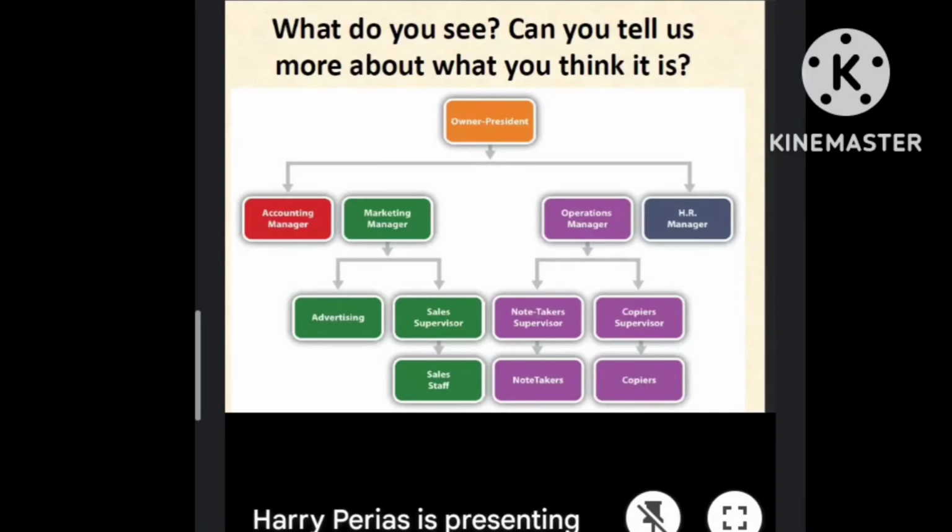Si operations manager, hawak niya yung note takers, supervisor, and this is note taker, supervisor, hawak niya si note taker. So, siguro, ito yung mga tagalista. Yung note taker, siguro sila yung tagalista ng mga clients. Anong mga pinapa-xerox nila, anong pages, ganito, ganyan. Sila yung nag-a-align or nag-organize, nag-sort. And then, ipapasa nila kay copier supervisor na hawak din ni operations manager, and then si copier supervisor meron siyang mga copiers na sila yung taga-xerox or taga-photocopy.